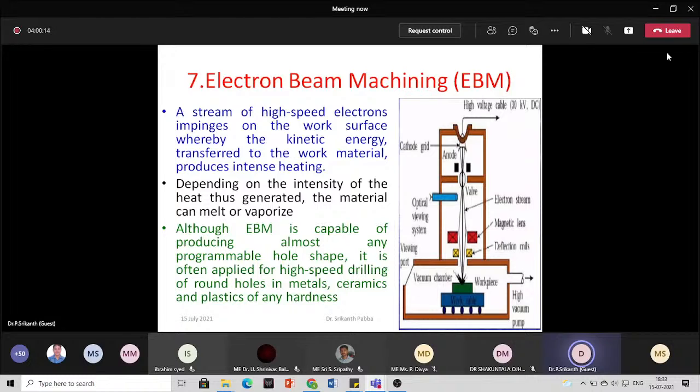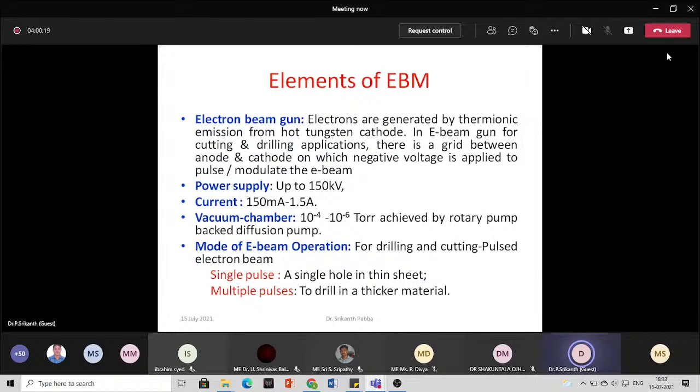So the electron beam impinges on the surface, and therefore the operation of cutting will occur. The research aspects in EBM are these: you can study the power supply ranges, the current ranges, the influence of vacuum and to what values you can change it. You can also look at the mode of electron beam for drilling, and if it is single pulse, what is the impact, if it is multi-pulse, what is the impact. You'll be studying all these aspects.